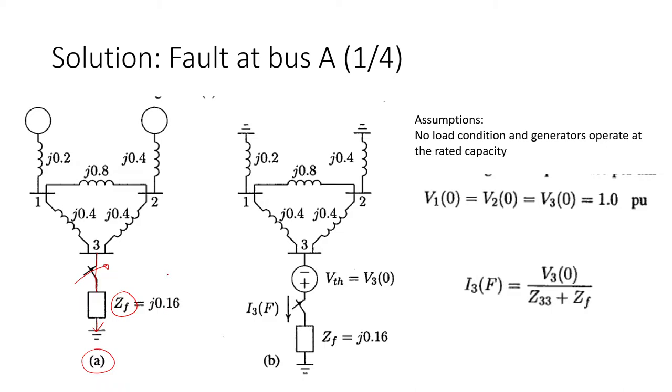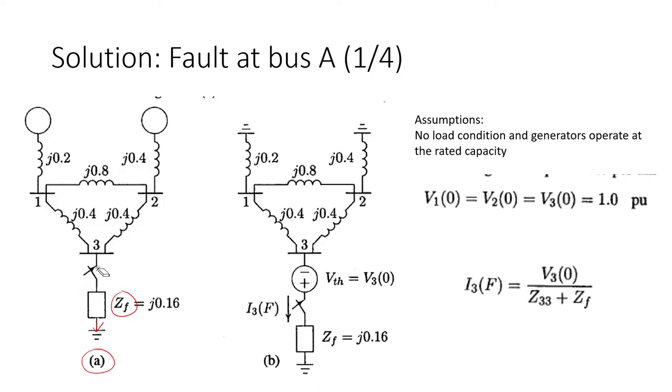But if the problem states that it is a bolted fault, what do we mean by bolted fault? It means that ZF is just zero per unit, with zero impedance. This is what we call a bolted fault. But in this case, with the fault impedance given, it is not a bolted fault.